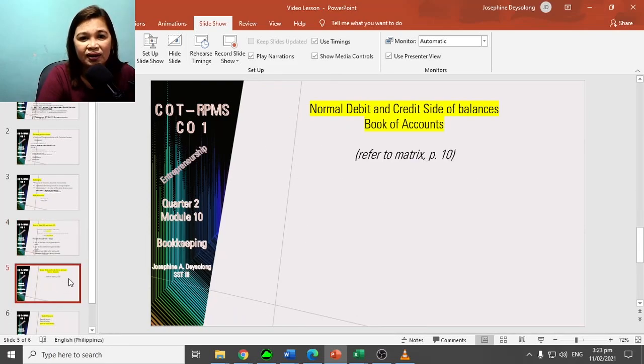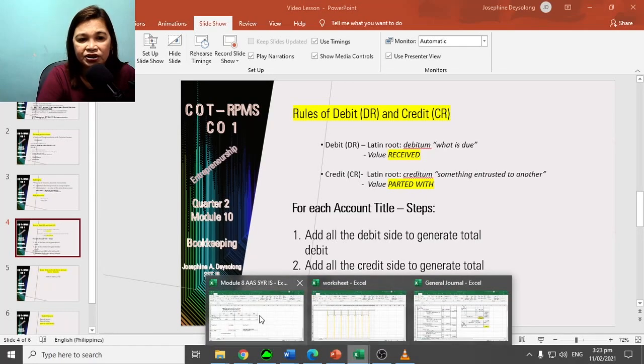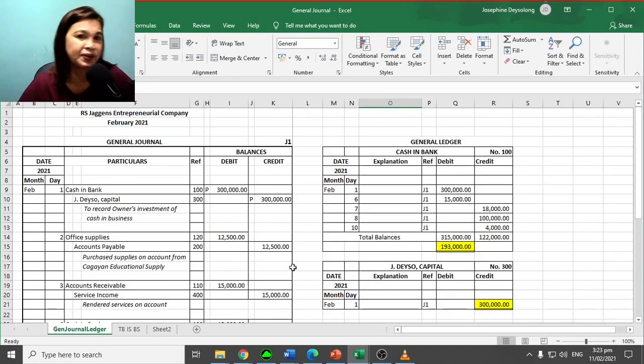So let's start. I have here my general journal and general ledger. Okay, I'll explain this to you. Now, for the general journal, we have the captions. We have the first column here, date, and then next is particulars, then reference, and then the balances, which has two columns, debit and credit. So, for example, on February 1, you have a transaction.